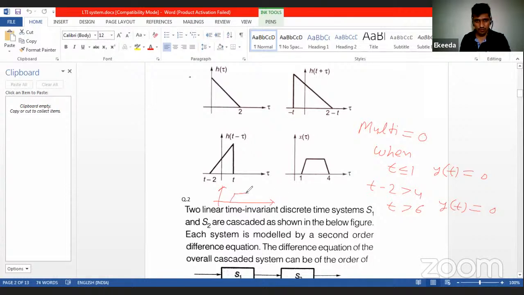So this is 1 to 4, this is 1, this is 4, and when t minus 2 is greater than 4, in that case there will be no intersection on the time axis, so the multiplication will be 0, so y(t) will be 0. From here we can say that y(t) will exist from t equals 1 to t equals 6. Now coming to the second problem.